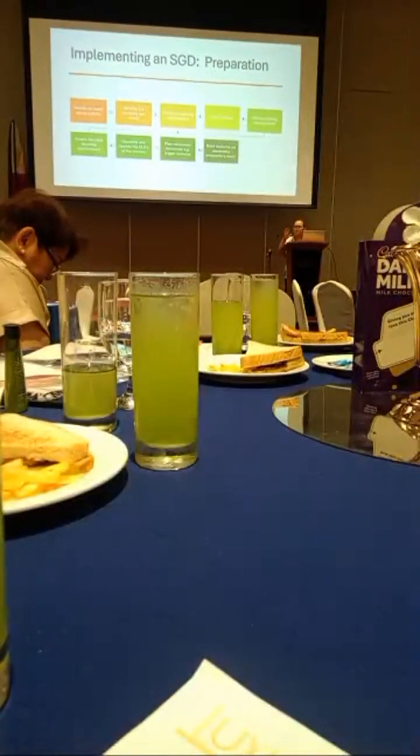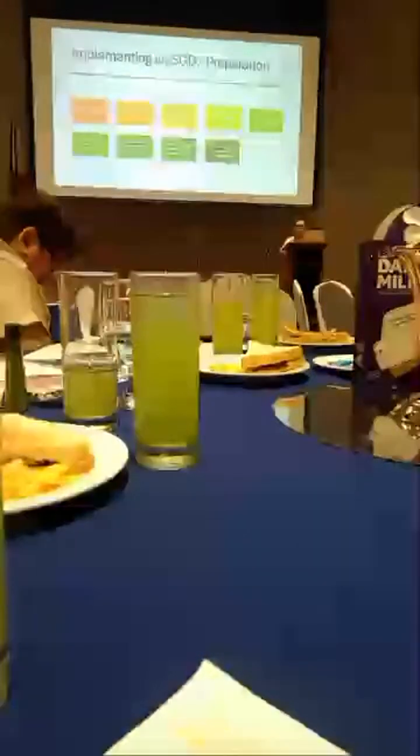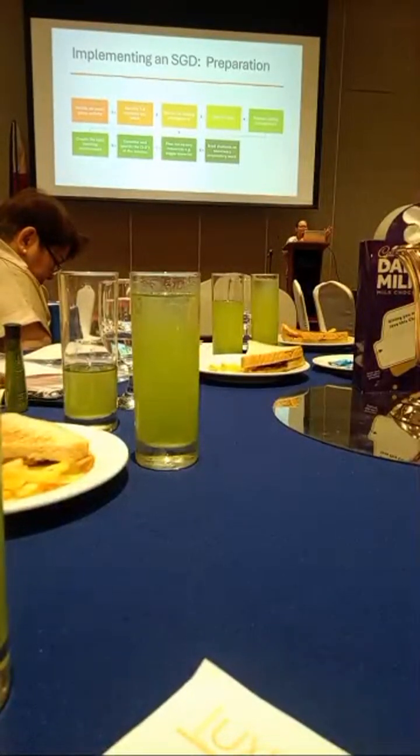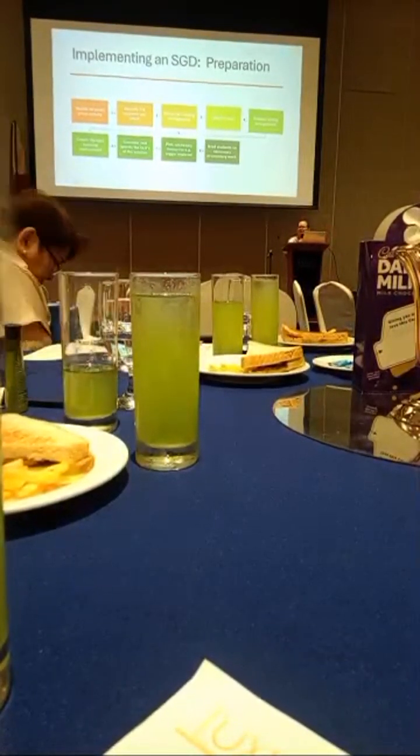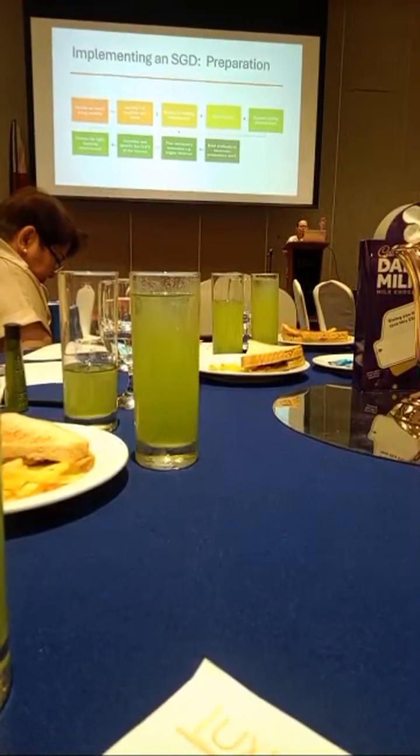How many students is your maximum for a small group? In your current school, when you have a small group, how many is small? So ideal is 7 to 8. Okay. So more than that, more than 8 is already big.